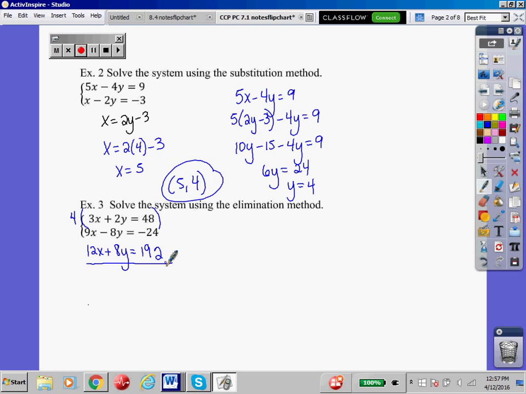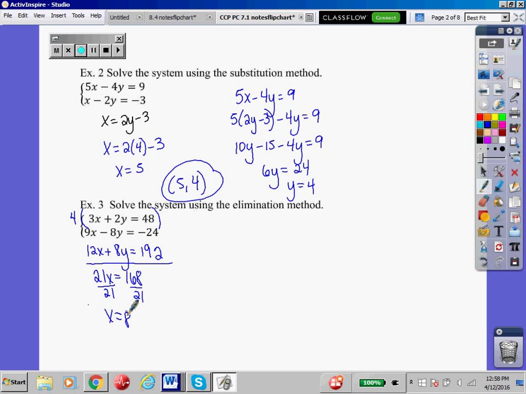So then adding together, I get 21x equals 168. Okay, do you see that? I chose to get rid of y. You could have multiplied the top row by -3 and gotten rid of the x. It doesn't matter. Now I'm going to divide by 21, and I'm getting x is 8.